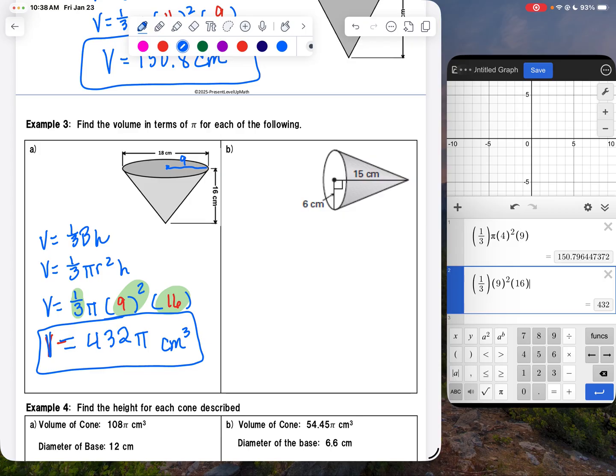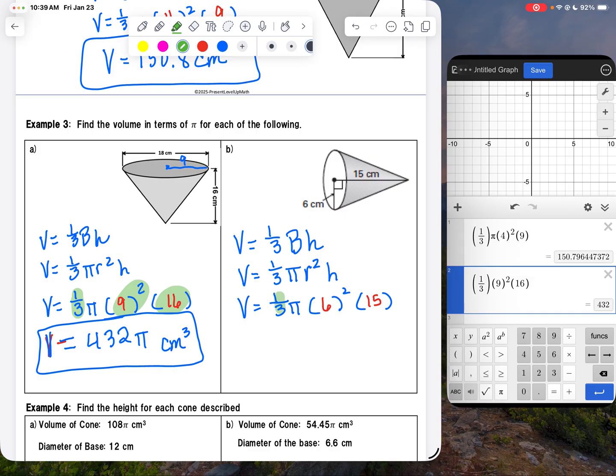All right, pause the video and try problem B on your own. All right, welcome back. Let's see how you did. So here we have volume equals 1/3 times the area of the base times the height. So volume equals 1/3. Area of the base would be pi r squared times the height. So volume equals 1/3 pi times something squared times something. For the radius, I'll plug in a 6. For the height, I'll plug in a 15.